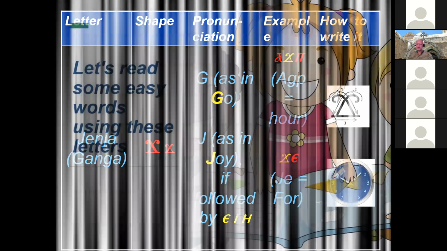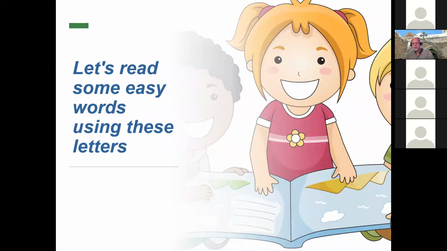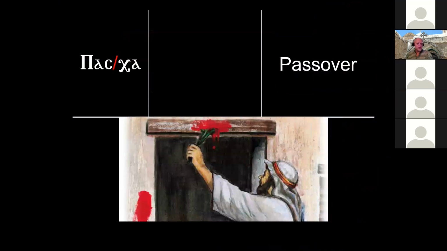All right. So let's try to read some words using the letters that we just learned. I would like some volunteers first. Raise your hand. Okay. Gloria, can you do the first one? Pascha. Excellent.